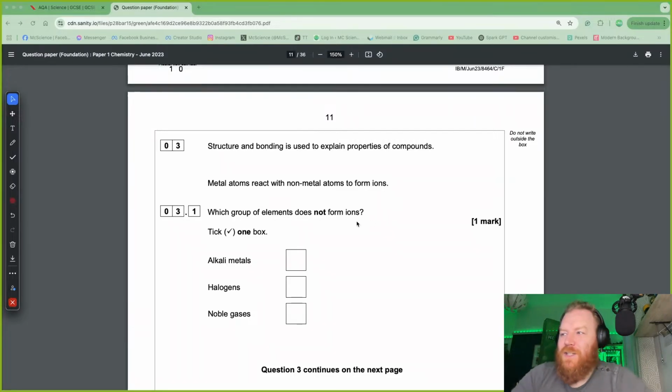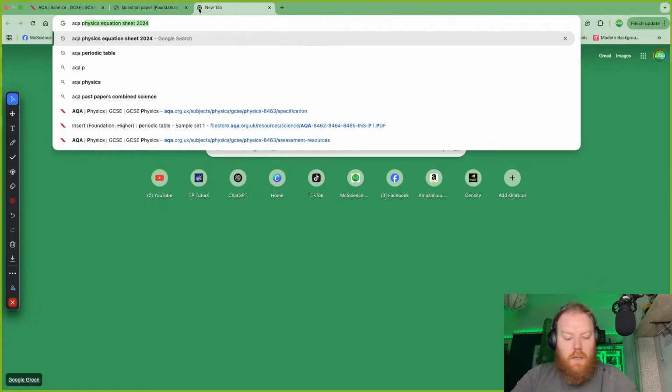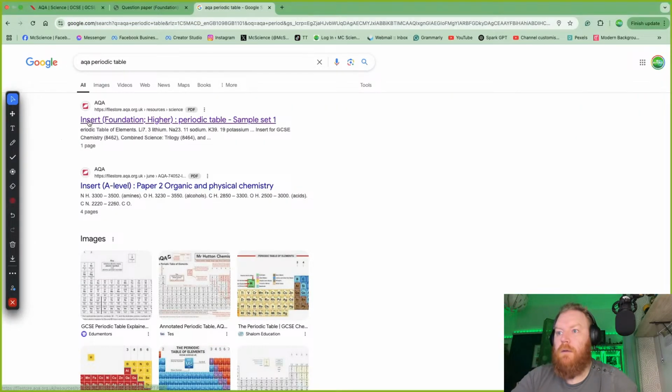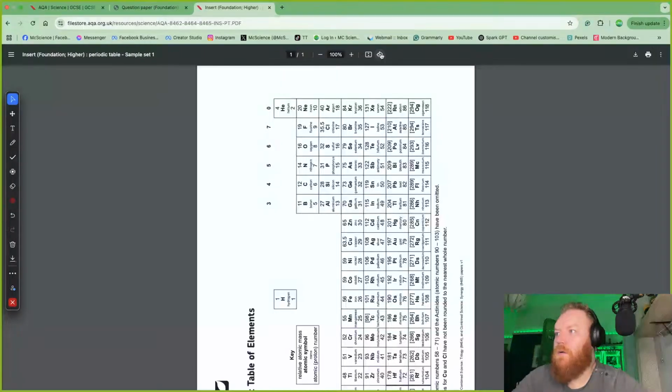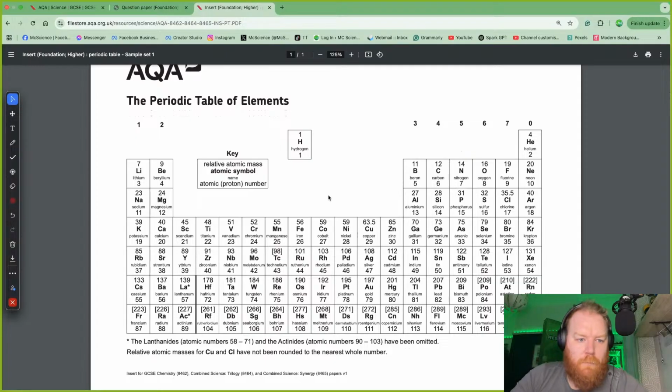So, structure and bonding is used to explain properties of compounds. Which group of elements does not form ions? This is one of these typical questions where they're talking about metal atoms reacting with non-metal atoms to form ions, and they would want you to start imagining the periodic table. So if we quickly get the AQA periodic table up a minute, because I forgot to upload it. This is where we're looking at our AQA periodic table.